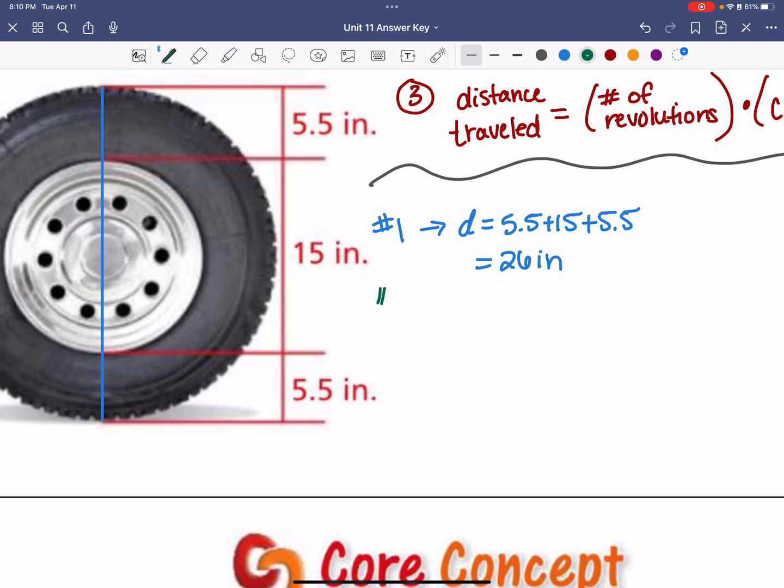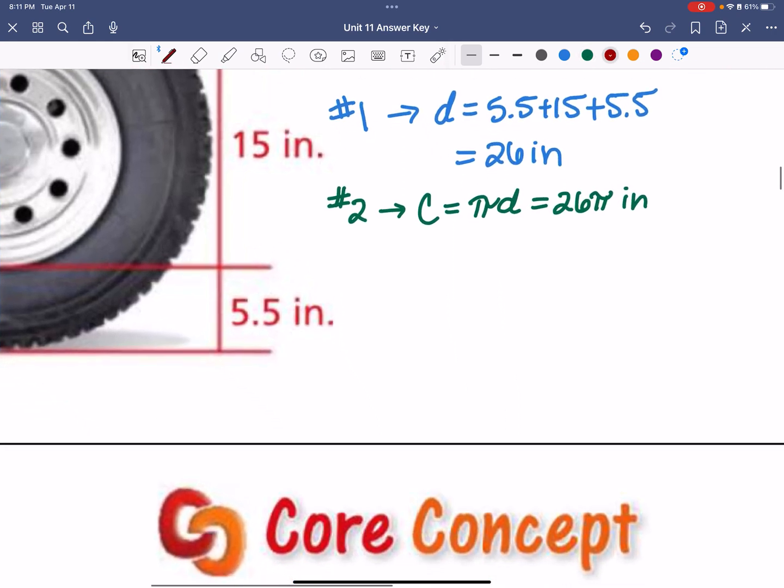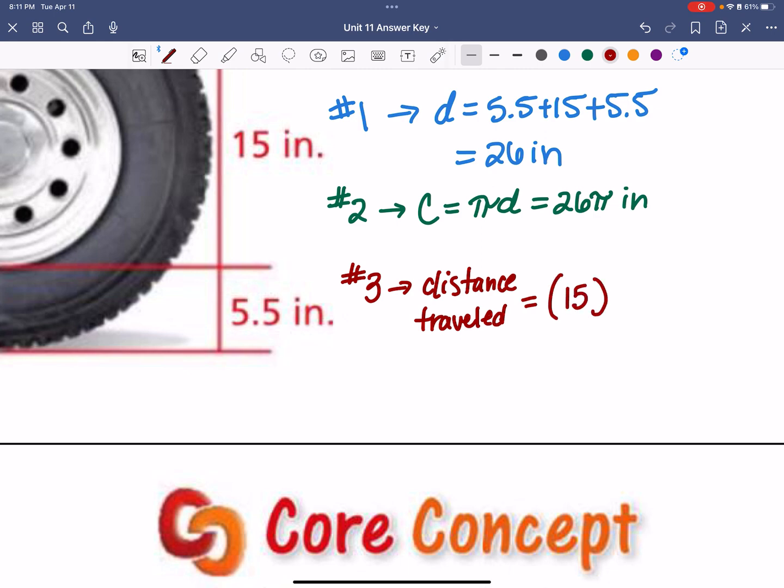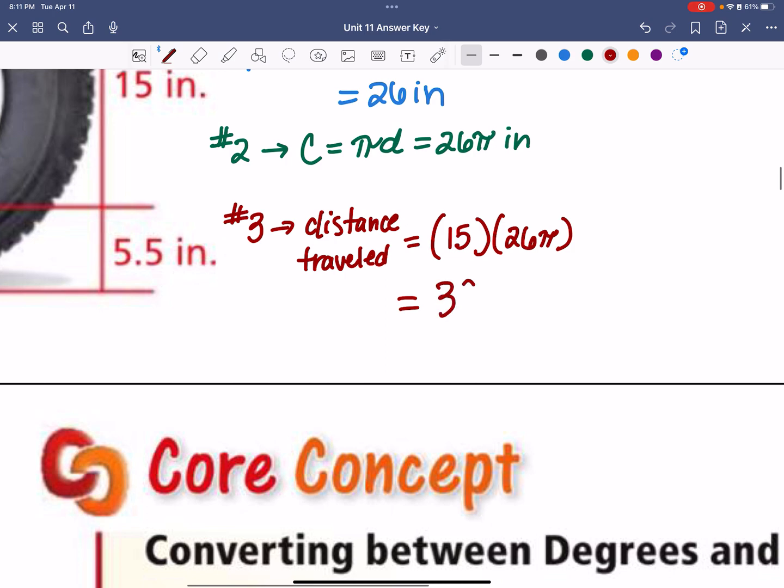My next step, step number 2, is to find my circumference, which is pi times the diameter, which gives me 26 pi inches. I'm going to leave it like that for now. And then finally, I'm going to find the distance traveled. The distance traveled is equal to the number of revolutions, in this case 15, times the circumference, which is 26 pi.